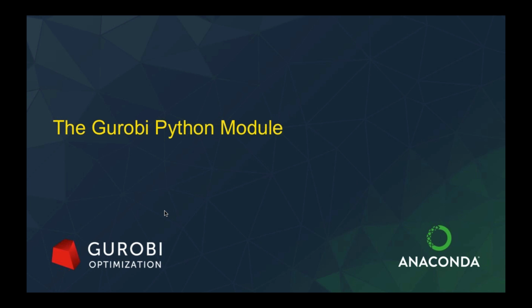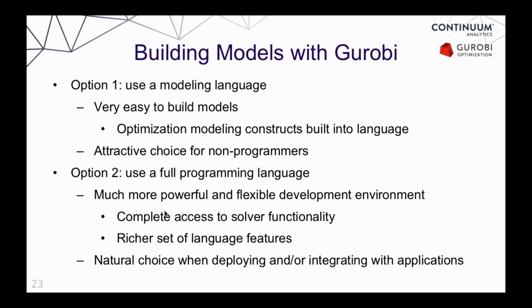Okay, now that we've introduced Anaconda, I'd like to cover the basics of the Gurobi-Python module. When building models with Gurobi, users typically go with one of two options. Either they use a modeling language or a full programming language. The modeling language option makes it easy to build models because the modeling constructs are built right into the language itself. And this makes for natural syntax. You can use Gurobi with several third-party modeling languages. For example, in the commercial space, you have alternatives like AMPL and GAMS, but there's also open source alternatives like CVX, Pulp, and Pyomo. Since the learning curve is not steep for these tools, they're an attractive choice for non-programmers.